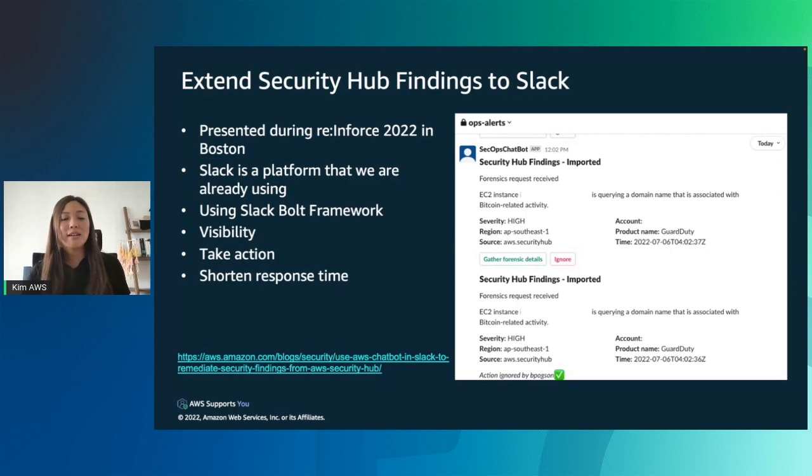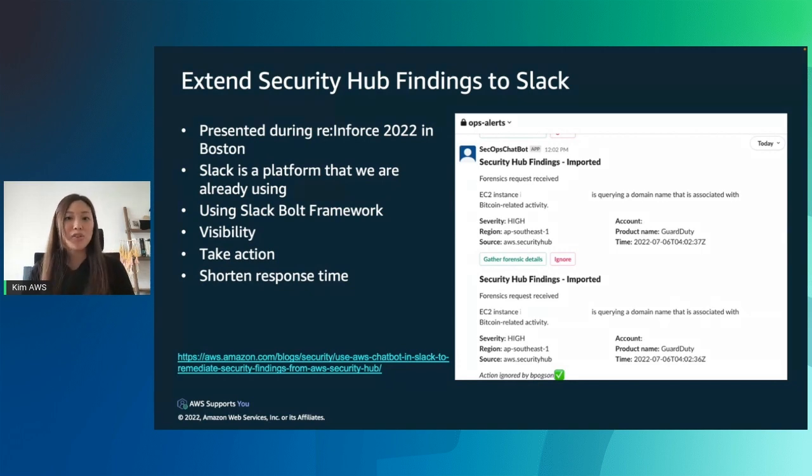So why do we want to use a tool such as Slack? Slack is already a platform that a lot of us are using to take action. It's a platform that is open, and you can use the Slack Bolt framework to render these specific views. It increases visibility, because how often are you actually going to go into a console and look at security alerts? If you are notified in real time of a Security Hub finding, and you can take action directly from your Slack interface, it reduces the mean time to respond. So these are some of the reasons why we extended Security Hub findings to Slack.